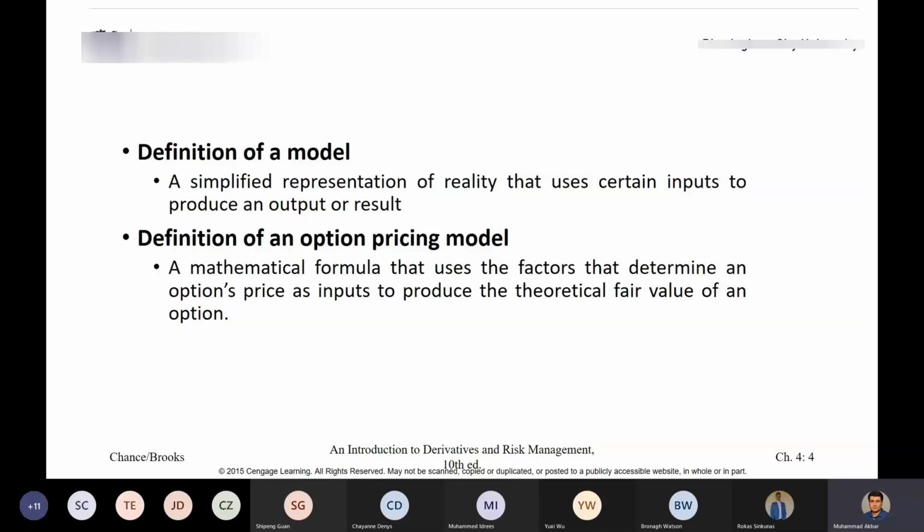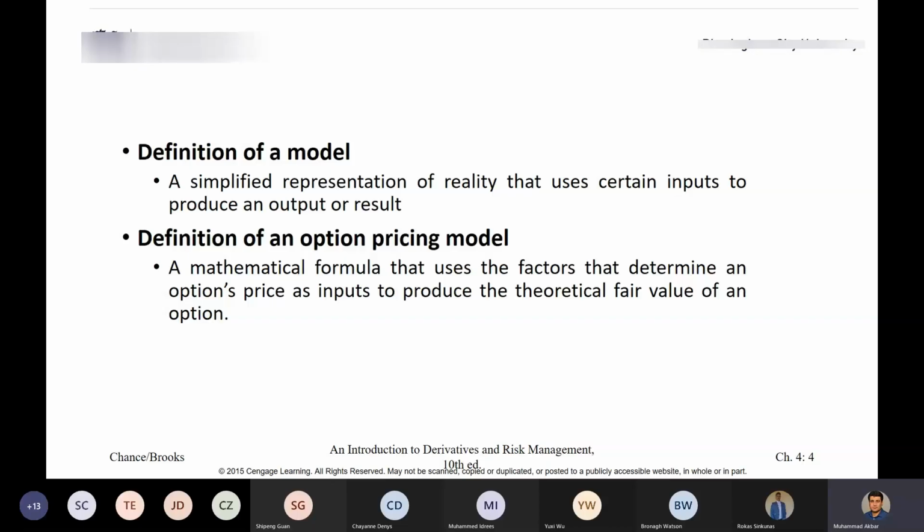So we will learn about the different inputs, for example, the stock price, the exercise price, the risk-free rate, and the time to expiration, and dividends as well, that determine the price of an option. And we will learn how to combine them in a mathematical expression to determine the theoretical fair value of an option.